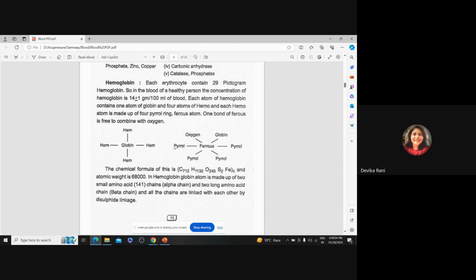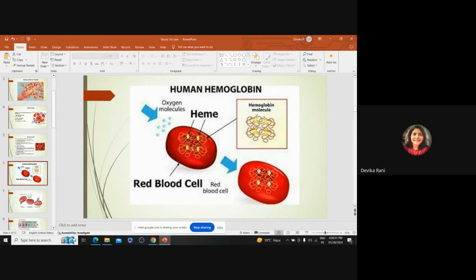Now, what is this pyrrole ring? This pyrrole ring also contains carbon, hydrogen, oxygen, sulfur, and iron. So it is made of these and it surrounds the ferrous. This is all surrounding, and this all forms a pyrrole ring. So when we look at this, this is the hemoglobin, the way it is there inside the blood.